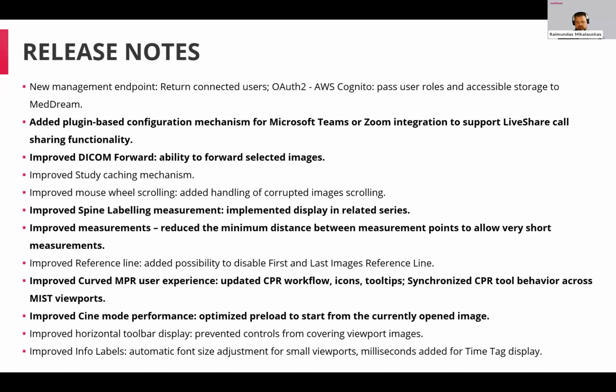Info labels: if you have big monitors, info labels were too small, so now we improved them, and the size is adjusted according to the size of a monitor. If you have very small viewports, then info labels will be hidden behind the 3 dots. And we got some requests that we want to see info labels in milliseconds, so it was expanded with functionality that was missing.